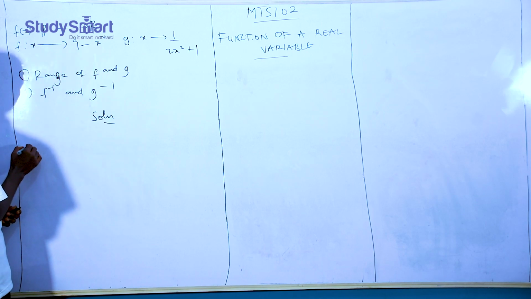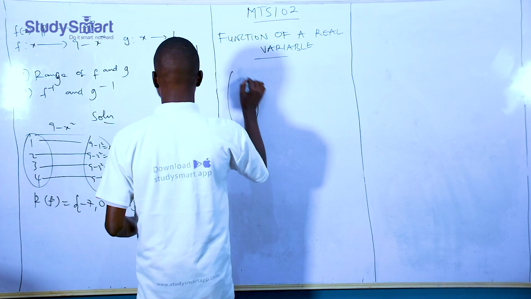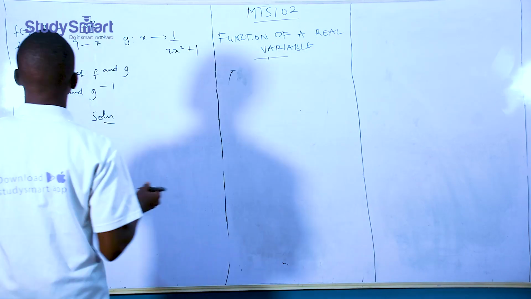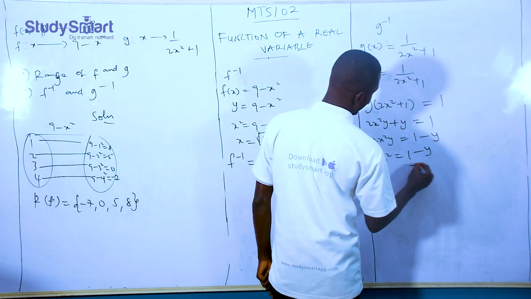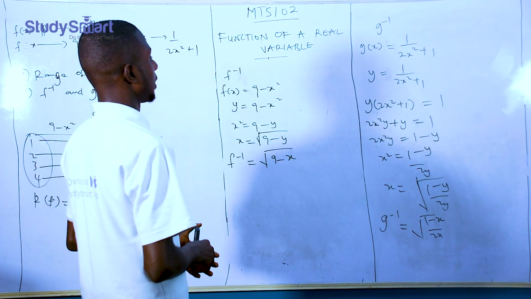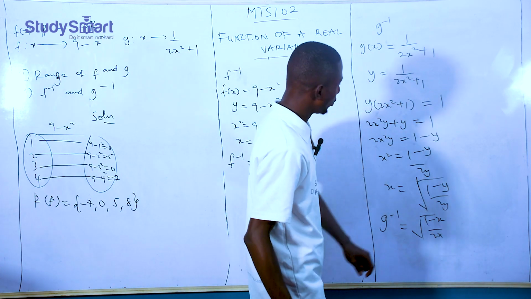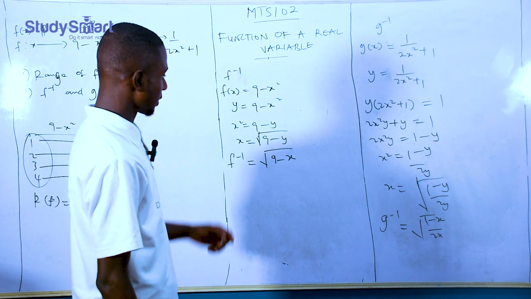So let's start with the range. For f now, let's pick from here, because at the end of the day, we have to replace y with the value of x. We have to replace y with the value of x.